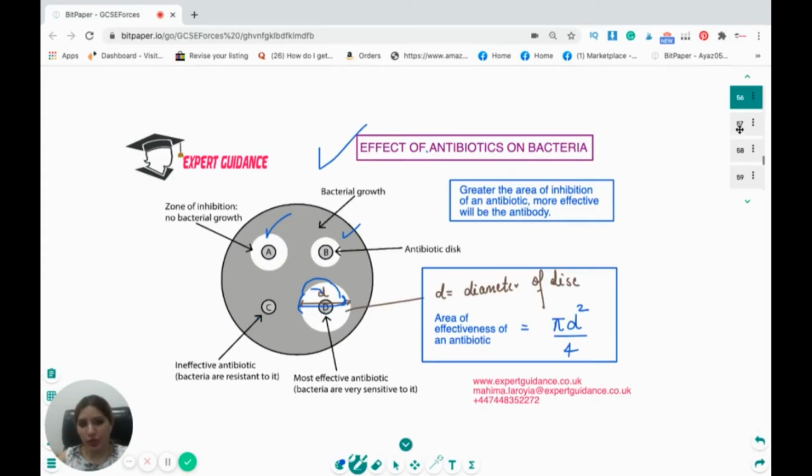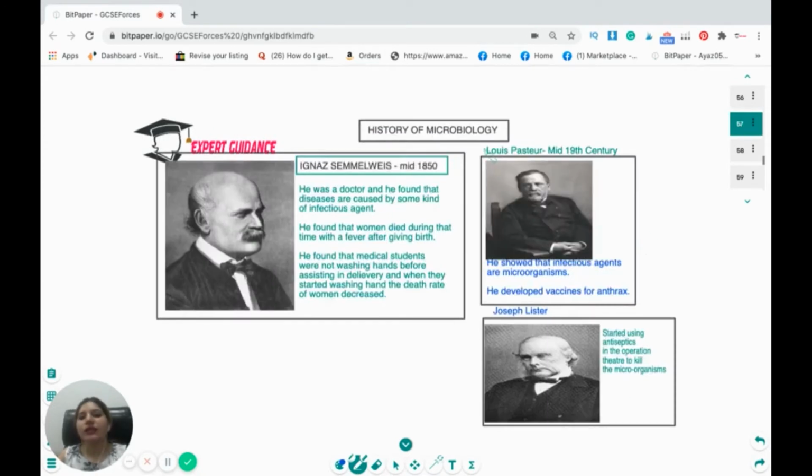Okay, now let's do a little bit on the history of microbiology. There was a scientist called Ignaz Semmelweis. He was a doctor, and he found that diseases are caused by some kind of infectious agent. He found that women died with fever after giving birth because the medical students were not washing hands before assisting in delivery, and when they started washing hands, the death rate of the women decreased. So he found that there's an infectious agent that is getting transmitted.